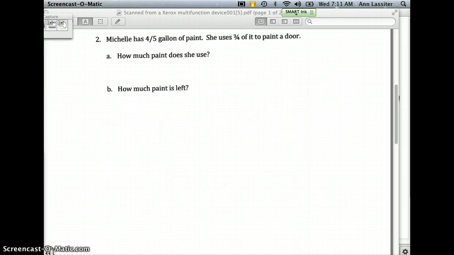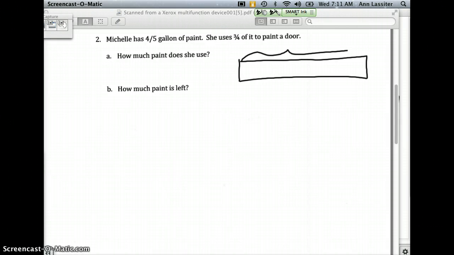The second problem is somewhat similar to the first problem. It talks about Michelle has 4/5 gallon of paint. She used 3/4 of it to paint a door. So again, I'm going to draw a picture, and I'm going to have my bar represent the gallon of paint. And then I'm going to split it into fifths because Michelle has 4/5. So she doesn't have a whole gallon, but again, I'm going to mark what she has with my 4 X's, so that represents 4/5.